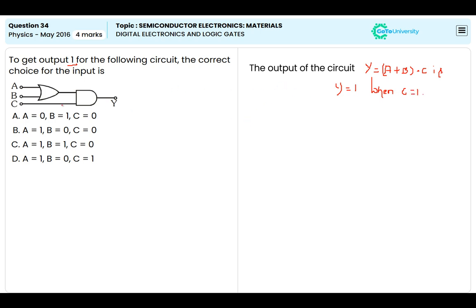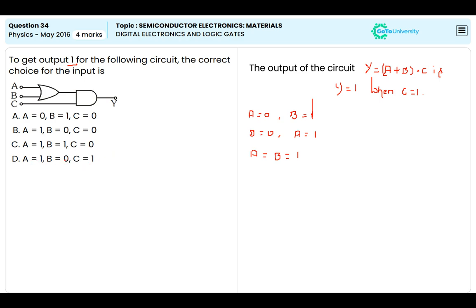And here the output of the A OR B may be like this: A is equal to 0 and B is equal to 1, or B is equal to 0 and A is equal to 1, or A and B are both equal to 1. All these cases are possible, but definitely the C value must be 1 here. So this we can see in option D.